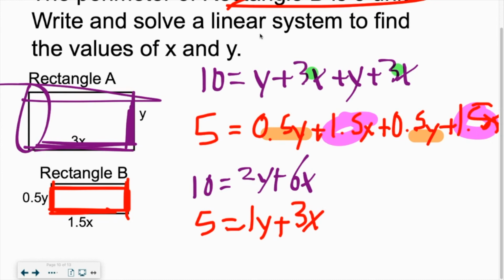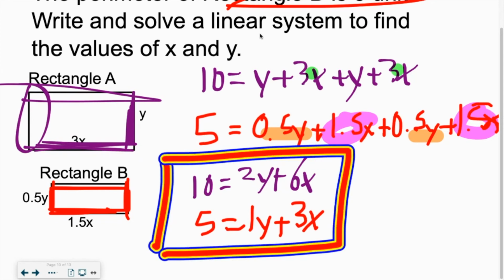I noticed something, Mr. Walls. Great. It said to write a system. So there's one step. You have a system of equations. But now it does say to solve them. So solve them using a method, one or the other.